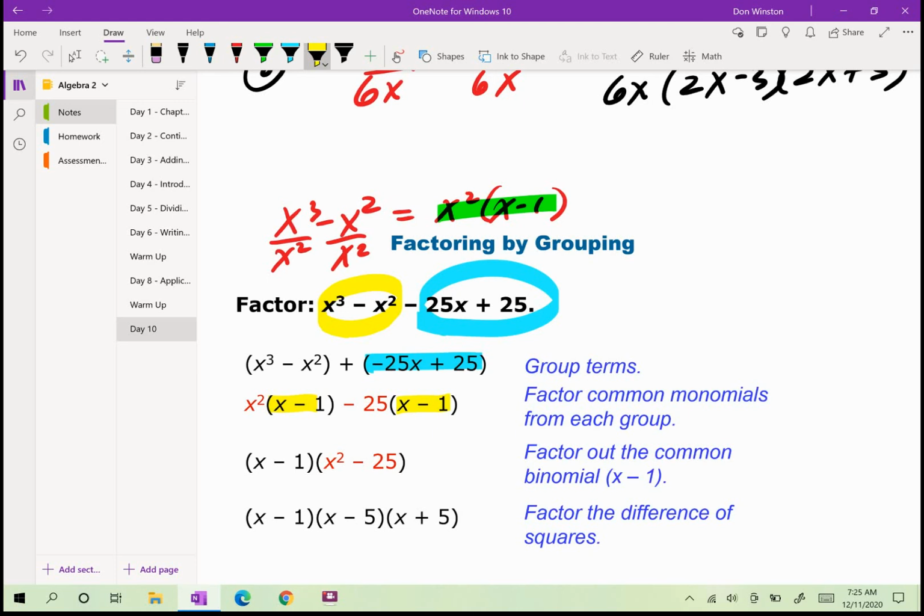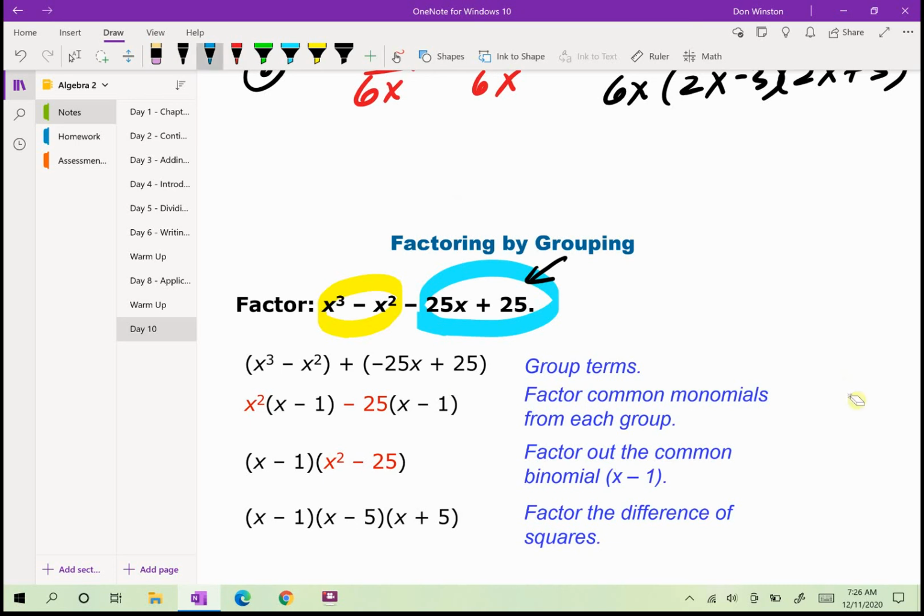All right, and so then all you have to do is decide what you need to multiply this x minus 1 by to get what you started with, and that was minus 25x plus 25. Well, I need to multiply it by negative 25. Negative 25 times x gives me negative 25x, and negative 25 times a negative 1 gives me a positive 25. So I always found factor by grouping pretty easy to do. I'll go back over that. We had to factor x cubed minus x squared, so we factored out an x squared, and then we're left with x minus 1.